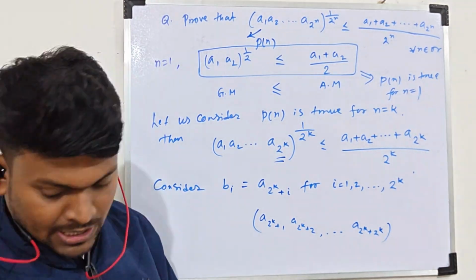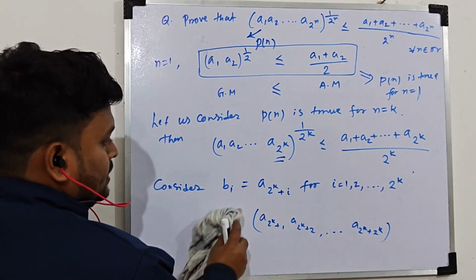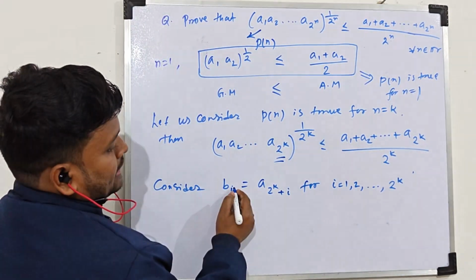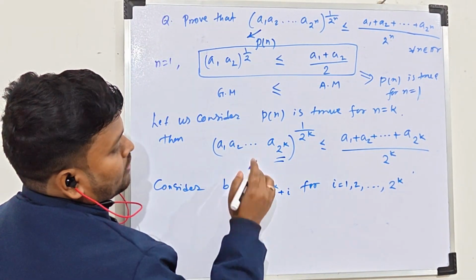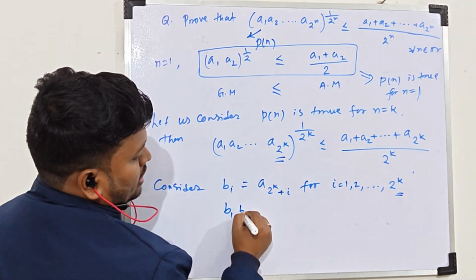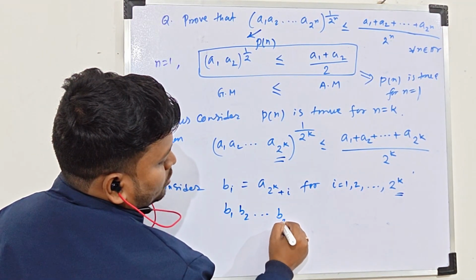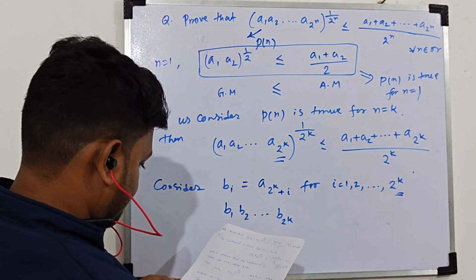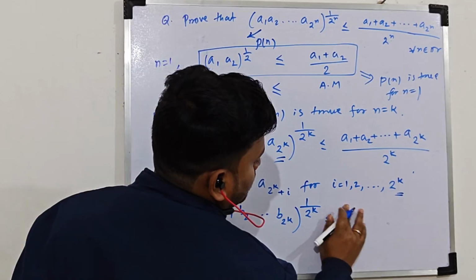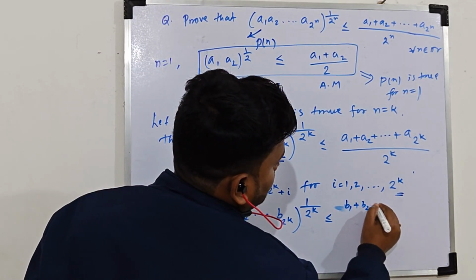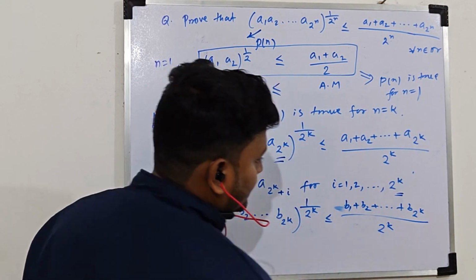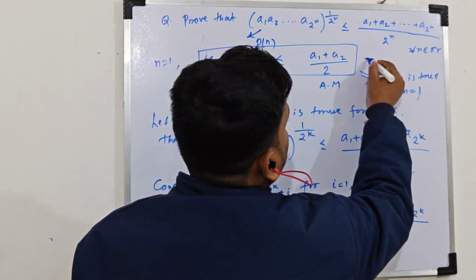By the induction hypothesis, bi also satisfy this property, for 2^k numbers. So we can write (b1·b2·…·b_{2^k})^(1/2^k) ≤ (b1 + b2 + … + b_{2^k}) / 2^k. This is 1.